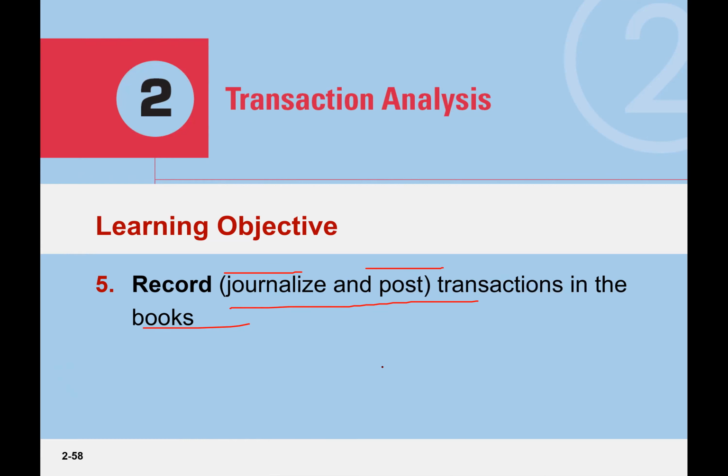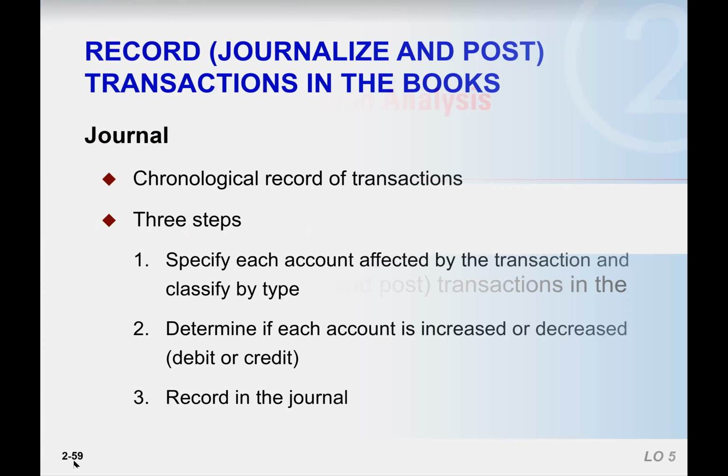In the double entry system, first we analyze the transaction. What do we mean by the analysis? That is the debit or credit rules. And now let's journalize it, which means we make an entry. So what is a journal? Let's explore this.